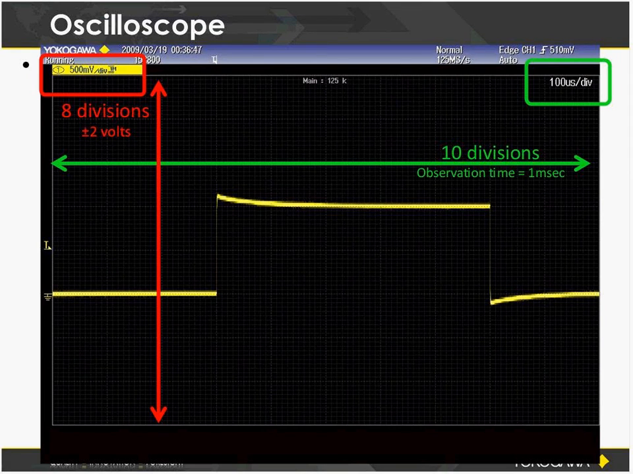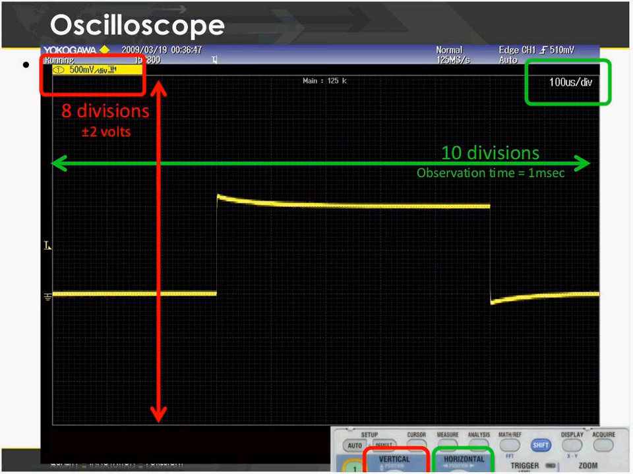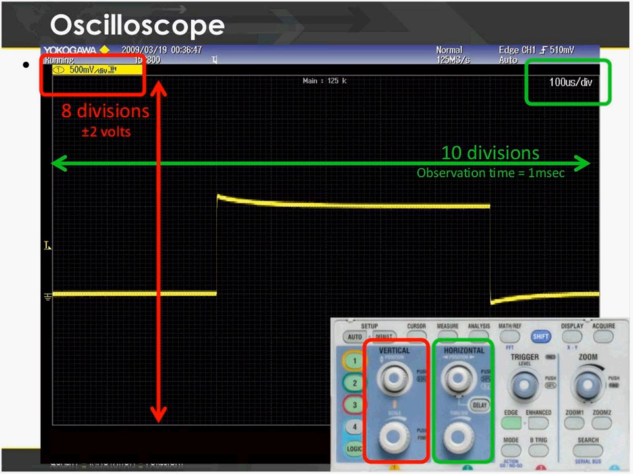there, no matter who makes it, is going to have vertical controls and divisions, volts per division, and horizontal controls, which is the time per division. Now, those display indicators correspond to physical controls. And here's a look at the physical controls on the oscilloscope. You'll see there will always be a vertical section, and there will always be a horizontal section.